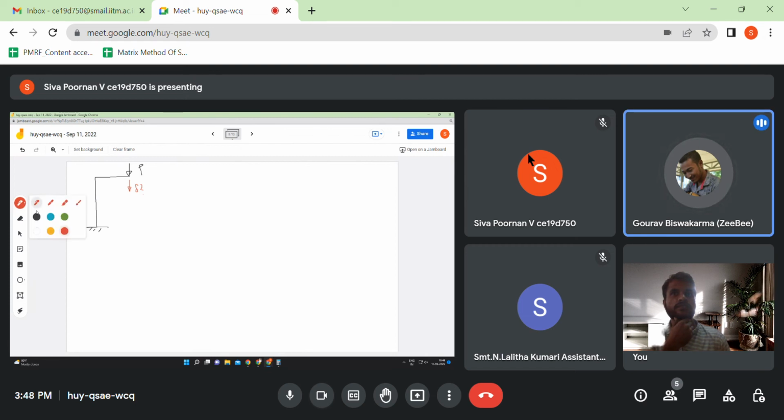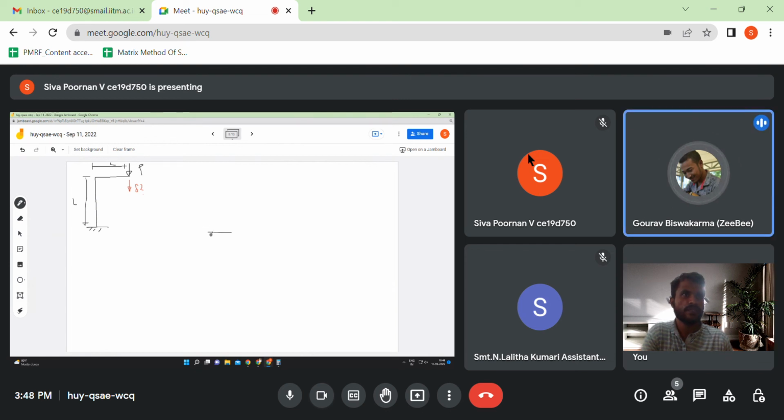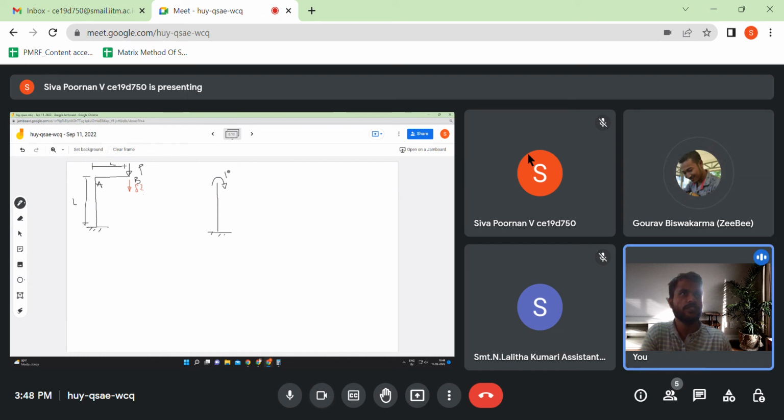First of all, we need to know the position of the node before it. Let's say this is L and this is also L. So how do we find it out? Basically, the load will be transferred to this point on the left, so it will create a moment also. That moment will cause a certain deflection at that point. This is going to be PL, and there will be an axial load P.